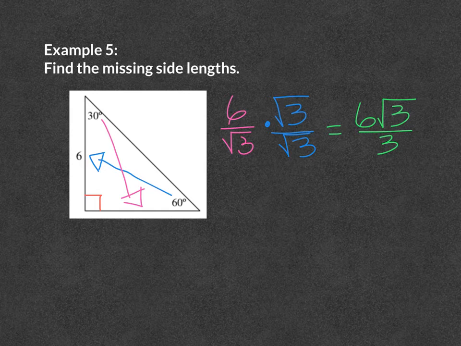Now I'm going to simplify. 6 divided by 3 will give me 2. So that means that my side length is going to be 2 root 3. And that will go here.